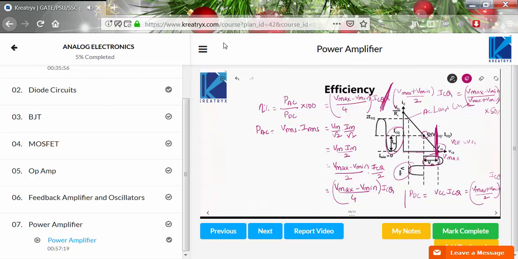Right. Here in case of class A transformer coupled, to get the maximum efficiency, V minimum should be 0, right? So if the V minimum is 0, what is the maximum efficiency? Actually 50%. See, previously direct coupled is 25%, now it is 50%. I think this gives better efficiency than class A direct coupled.